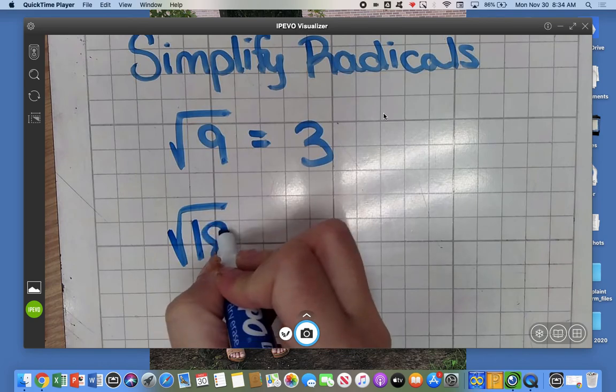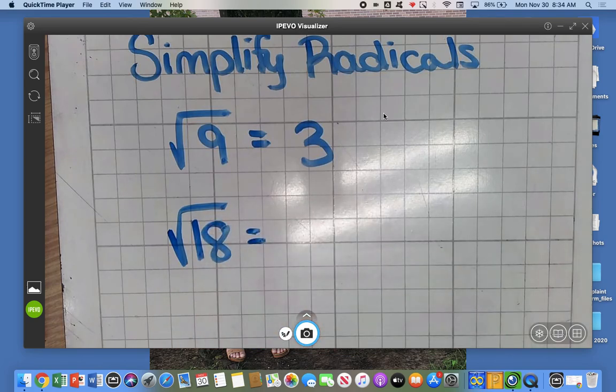Can you guys all put that in on your calculator? If you have one of my basic calculators, they do not have a square root button, so you do need a scientific calculator. Your phone will work. You can Google a basic calculator, and it will have a square root button.